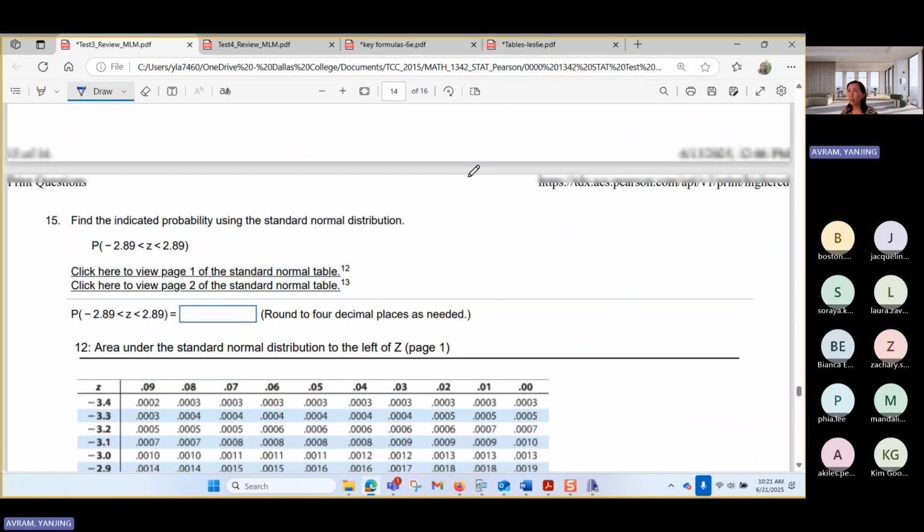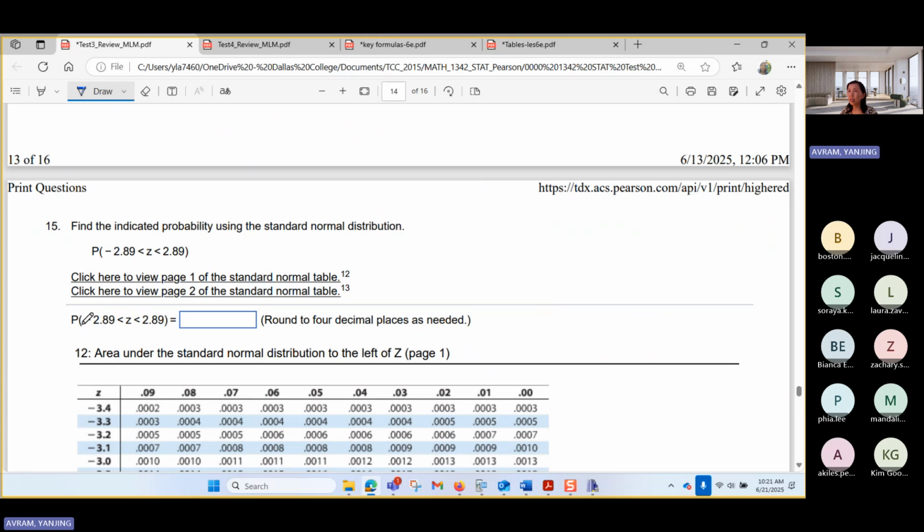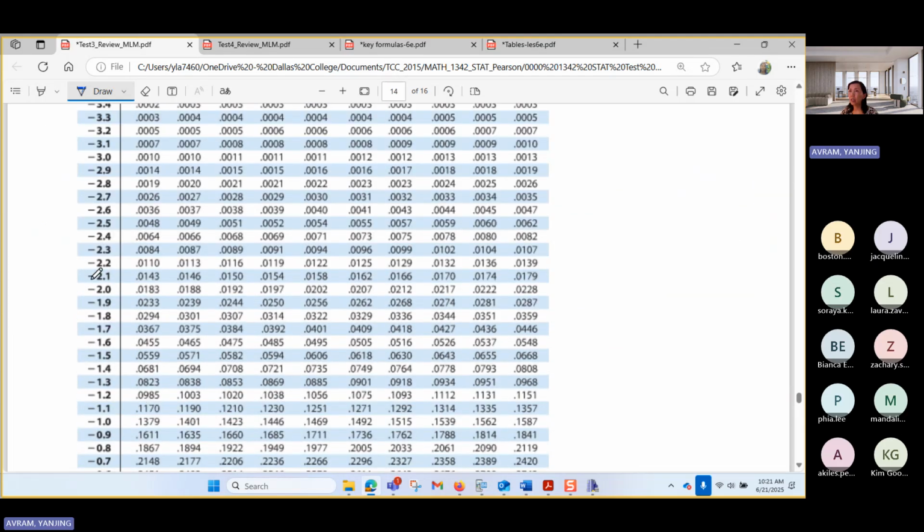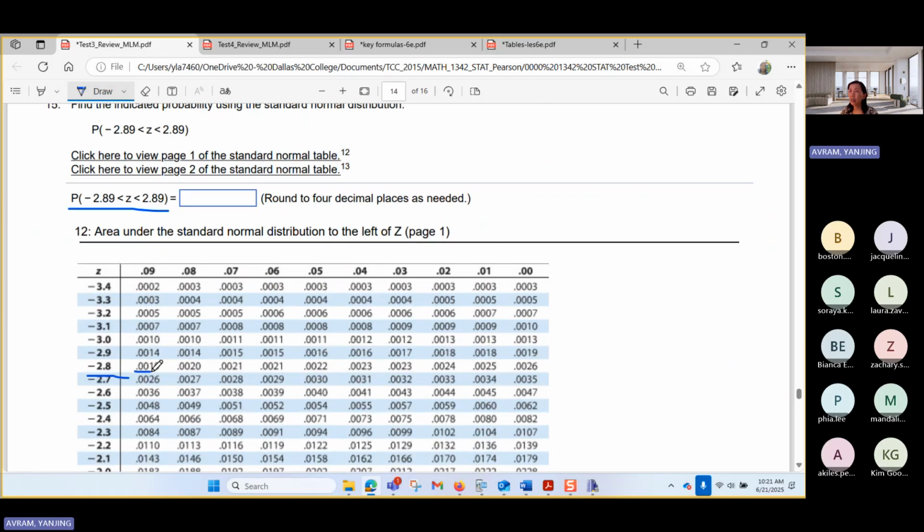Okay, the last one here is finding the probability in between. Finding the indicated probability in between, and this is already giving you the z-score. So this is basically just reading the table. The z-score is already given: -2.89 to +2.89. So -2.89, -2.89 right here, right?